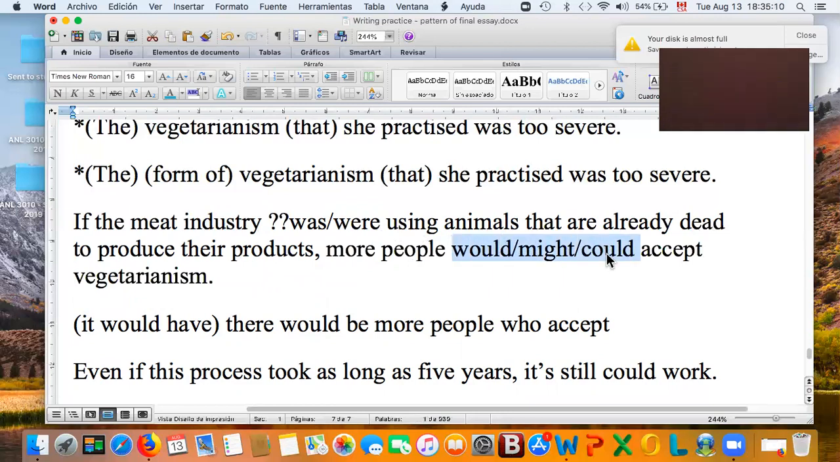These are your only choices. In the real conditional, you can put any modal that you want to, including might and could. Any one that you want to, except for would. That's the only one that doesn't go in the real conditional. Let's look at it up here.